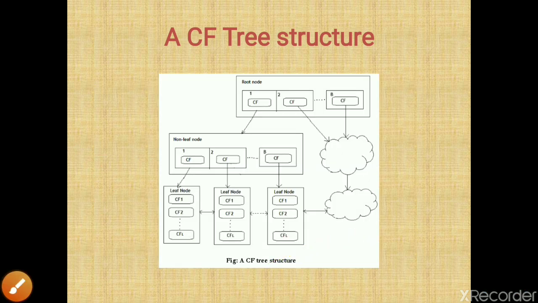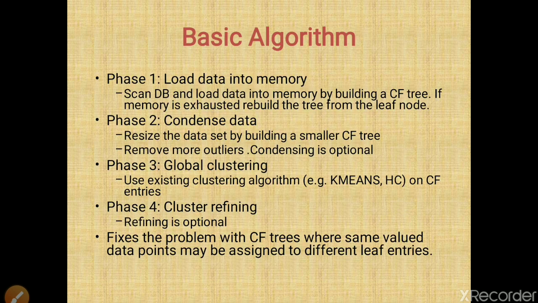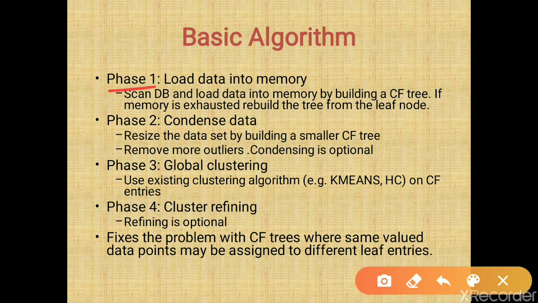Okay. Now, this is a sample clustering feature tree. Here you can see the root node, a non-leaf node and a leaf node. Each non-leaf node has B entries and each leaf node has L entries. Now, we will see the basic algorithm used in BIRCH. Mainly 4 phases are there. The first phase is to load data into memory, the second phase is condensing the data, the third phase is global clustering, and the fourth phase is cluster refining.